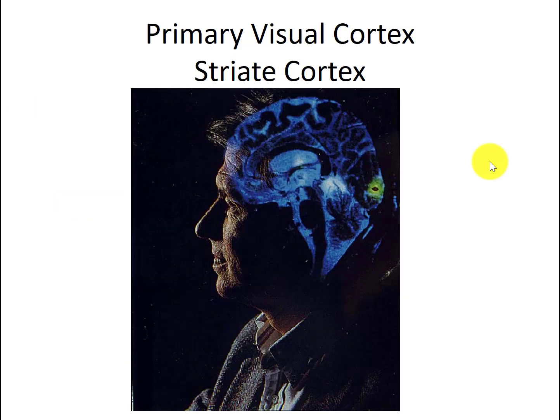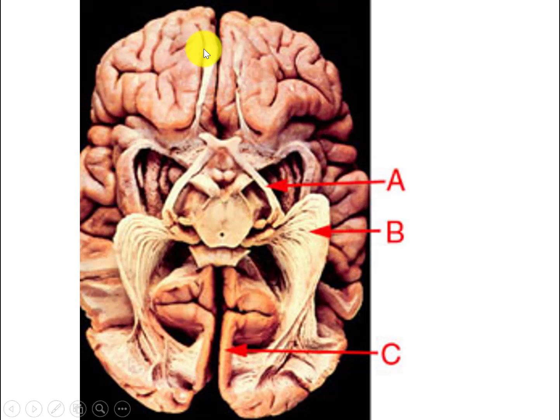Okay, let's get back to the visual cortex. The primary visual cortex is way back here. Sometimes it's called the striate cortex. It actually has a bunch of names. It kind of drives me a little crazy. So let's look at this really quickly here.